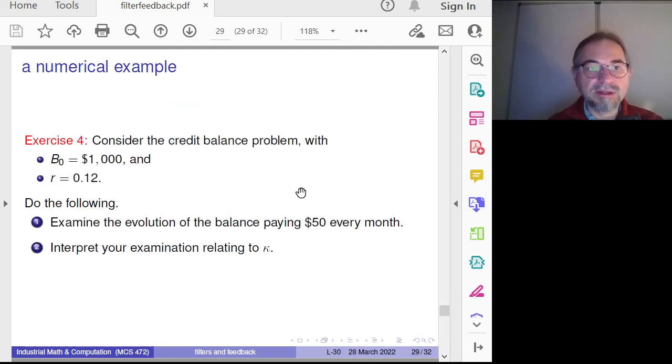Okay, so I leave a numerical example as an exercise. What happens if you can afford $50 every month on an interest rate of 12%, and this is continuous compounding, so you can use the exponential, on a balance of 1,000? Will that in the long term reduce the credit balance? Will this lead to a decay? And you have to set up the transfer function of the closed loop system.